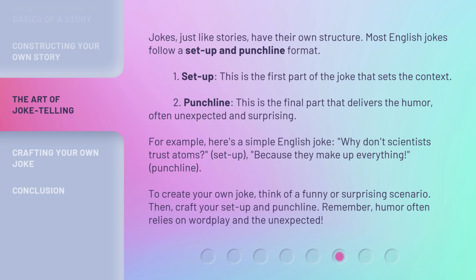1. Setup. This is the first part of the joke that sets the context. 2. Punchline. This is the final part that delivers the humor, often unexpected and surprising. For example, here's a simple English joke. Why don't scientists trust atoms? Because they make up everything.